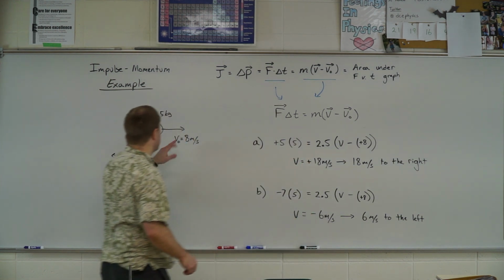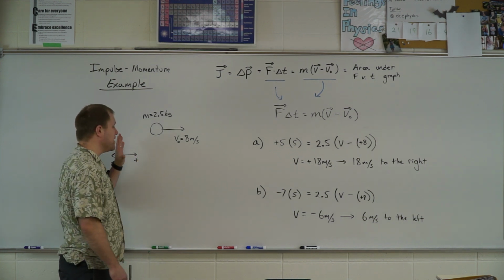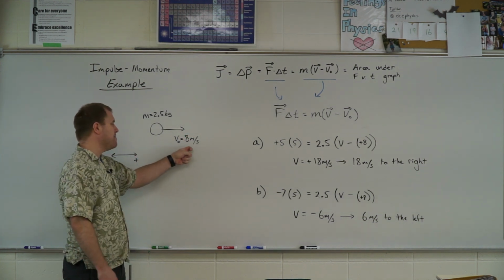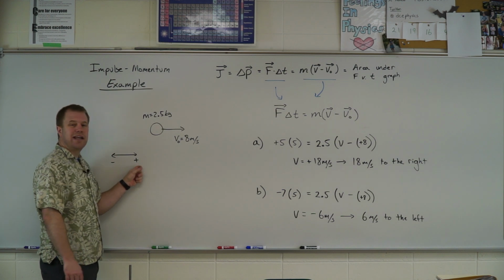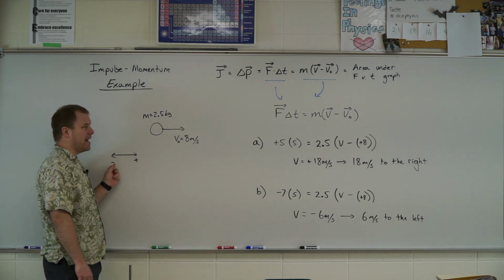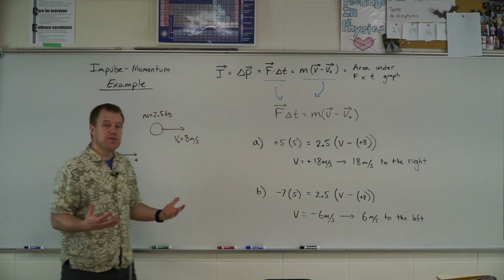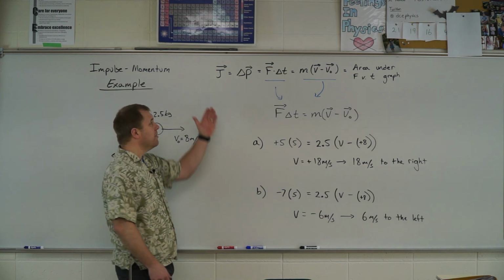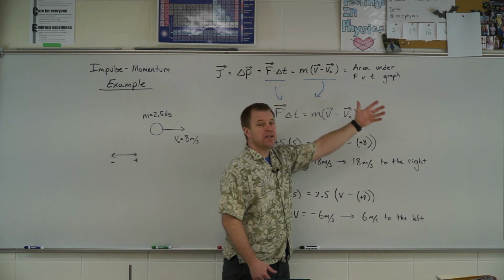the left. So we have our 2.5 kilogram mass. It's moving to the right at 8 meters per second. I'm going to define the right as my positive direction, to the left as my negative direction. Next, I'm going to be using the impulse momentum theorem. Now, the impulse momentum theorem is all these parts.